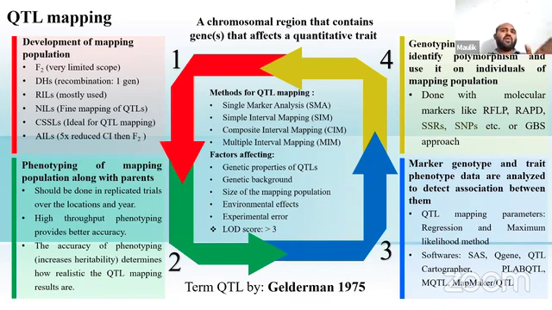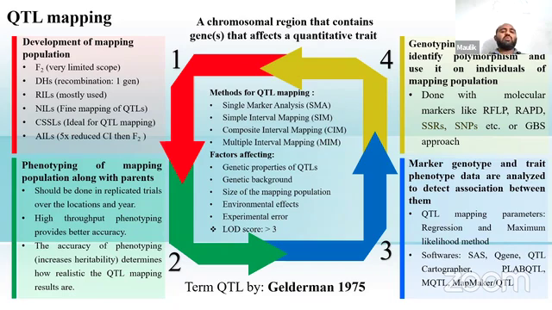From F2 to F5 or F6, we can use the single seed descent method. Up to F5 or F6, we can get 400, 500 individuals. These 400, 500 individuals are screened for salt tolerance at the reproductive stage and seedling stage, taking accurate phenotype. Accurate phenotype is most important. Without accurate phenotyping, the result is mismatching and we can get a false result. That's why phenotype is most important.